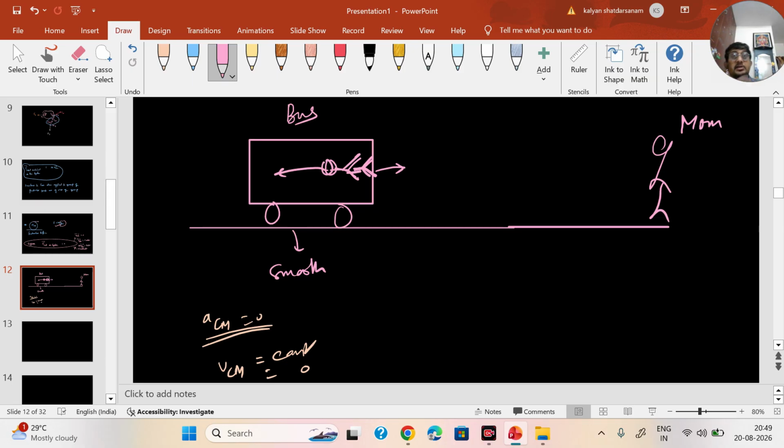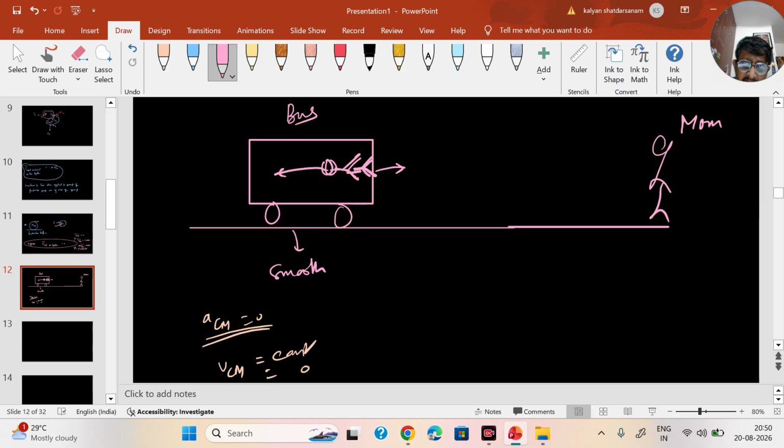Why? No external force. And the center of mass was at rest, so it will not accelerate. You may accelerate, but the bus will accelerate in the reverse direction. The center of mass is there only. You may stop, the bus will stop, but the center of mass is there only. You run, the bus will run, but the center of mass is there only. You cannot reach your mom.